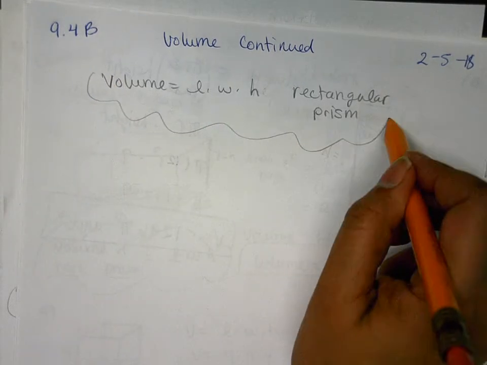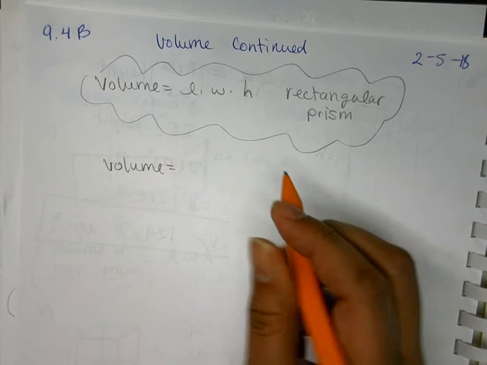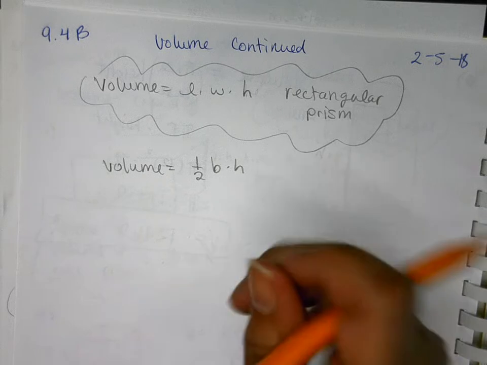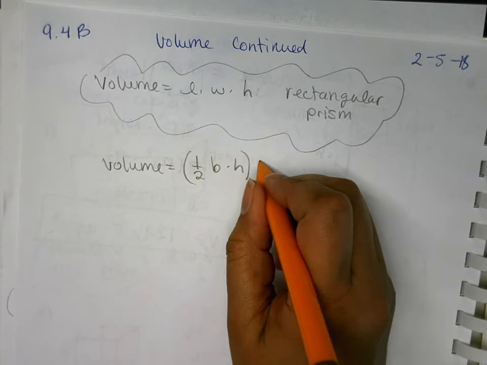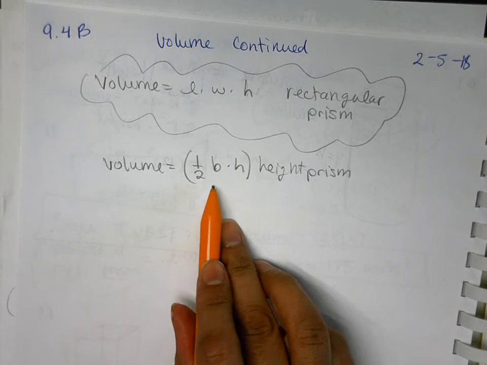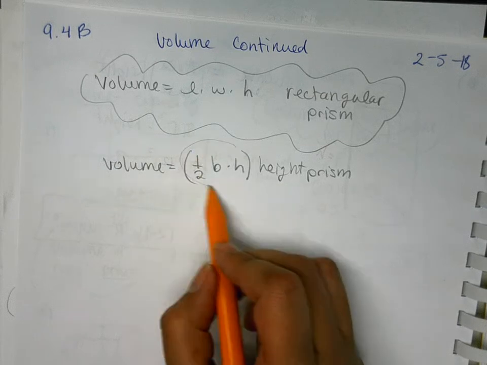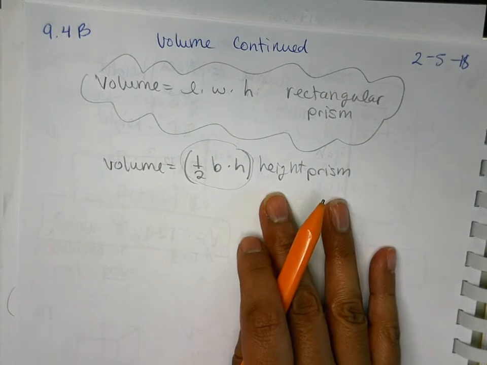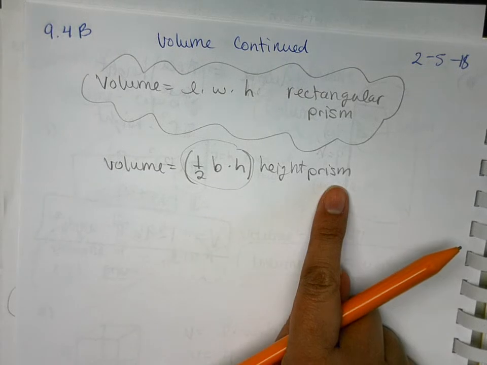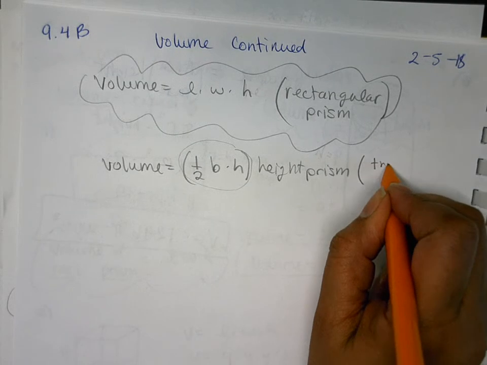Okay, there's other ones. What if it was a triangle? Half base times height times the height of the prism. 1/2 base times the height of the prism. So this is the area of the base times the height. Do you guys see that? So is the height of your base the same as the height of your prism? No. All right, so this is what kind of prism? Triangular.